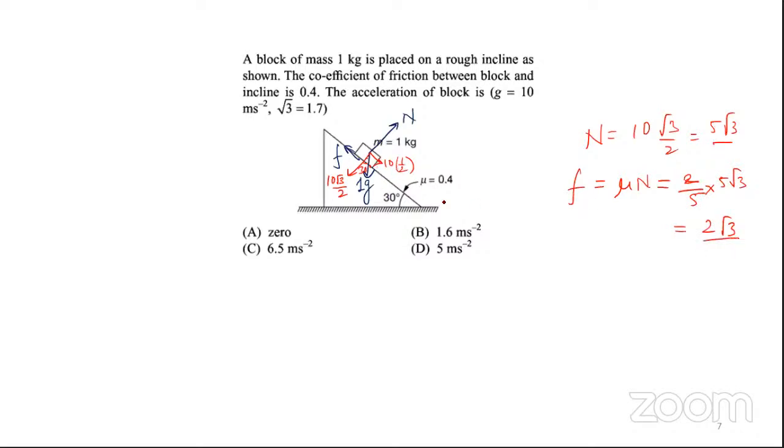What else? We want to find the acceleration. So 5 minus F equals, what's the mass? 1 into A. F is 2 root 3. So 5 minus 2 root 3 equals A. Root 3 is 1.7. So this will be 5 minus 3.4. So A comes out to be 1.6.